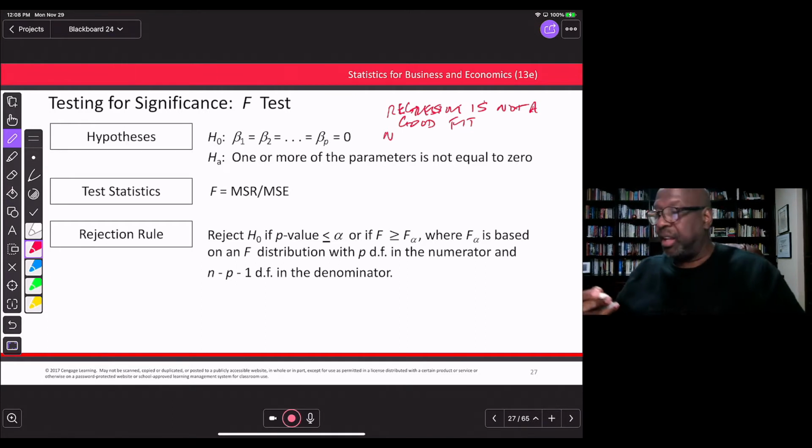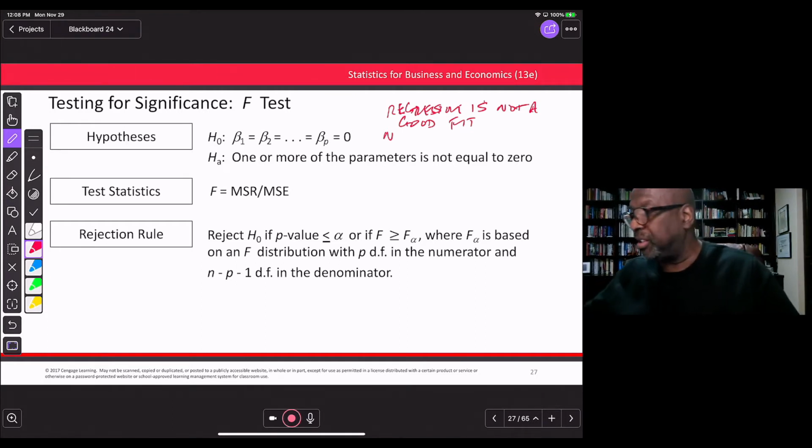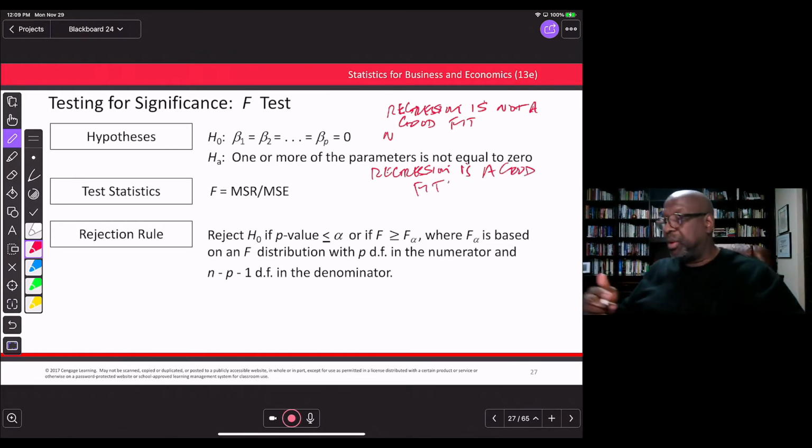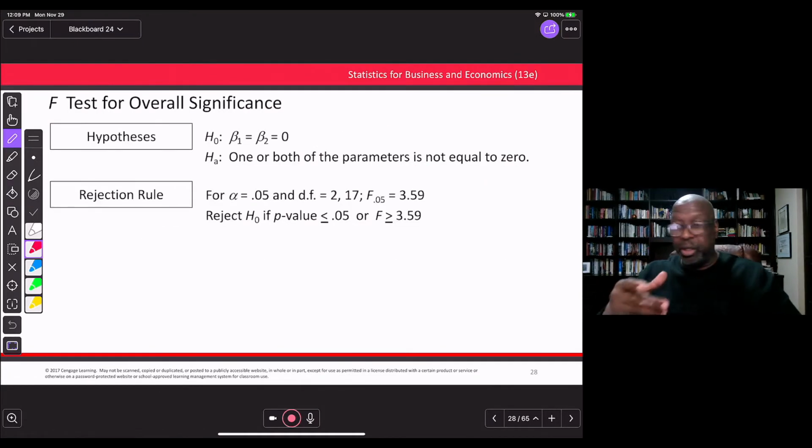So we often refer to it as a goodness of fit test for regression, and then in this case the regression is a good fit. All right, the regression is a good fit, and so therefore, if we reject H0, the regression is a good fit. That means at least one of the coefficients is non-zero. And then, of course, we do that with the F-test of MSR over MSE, and then as long as we exceed our critical value, then we are able to draw the conclusion.